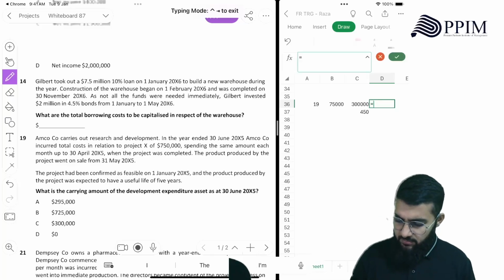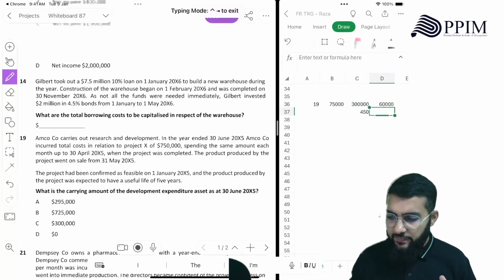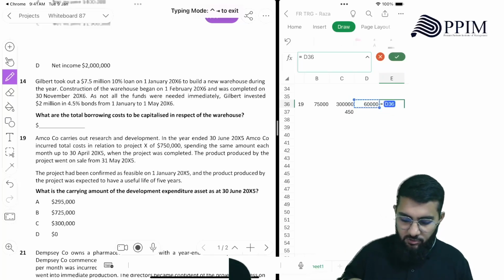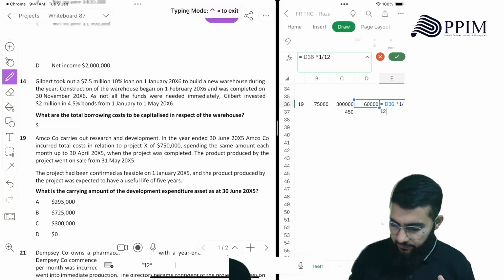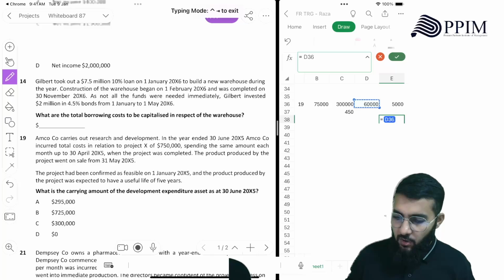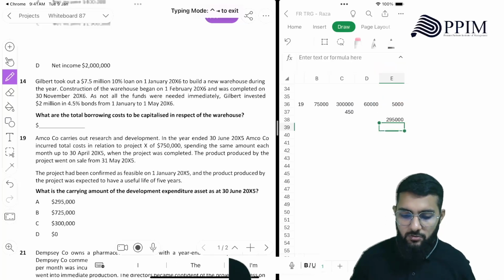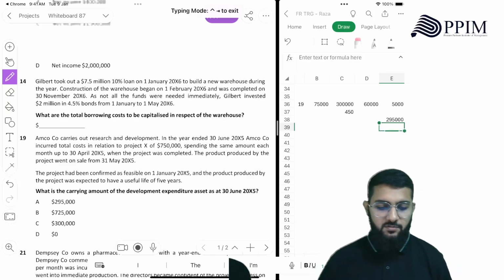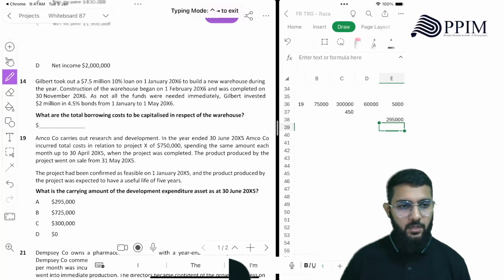5 years. This divided by 5. This into 1 over 12. 5. So this minus this. What's the carrying amount? 295,000. Option A.